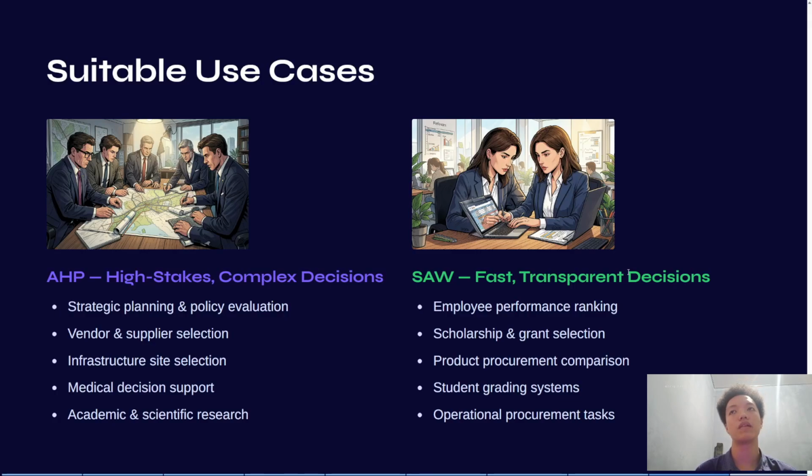For suitable use cases, AHP has strategic planning and policy evaluation, vendor and supplier selection, infrastructure site selection, medical decision support, academic and scientific research. SAW is a fast, transparent decision method used for employee performance ranking, scholarship and grant selection, product procurement comparison, student grading systems, and operational procurement tasks.